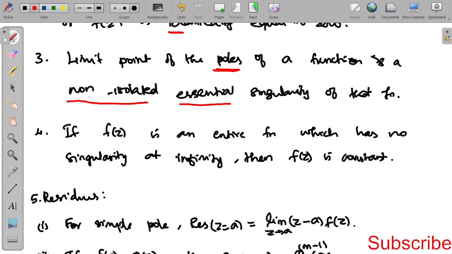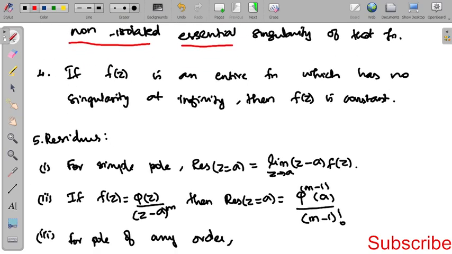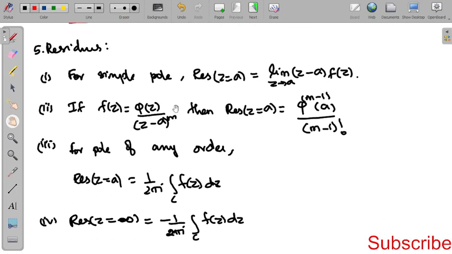One of the important results: limit point of the poles is a non-isolated essential singularity. Then the fourth result: if f(z) is an entire analytic function which has no singularity at infinity, then you can say that the function is a constant function. So the condition is analytic and no singularity at infinity, then that function is a constant function.